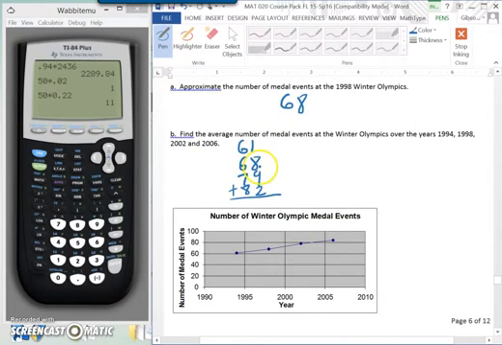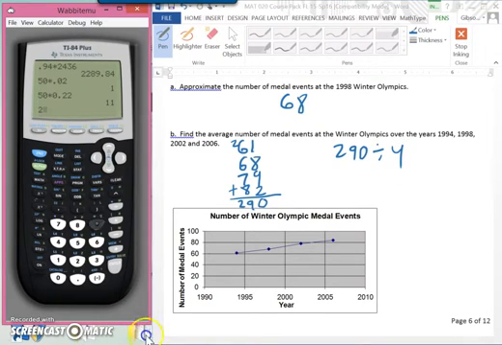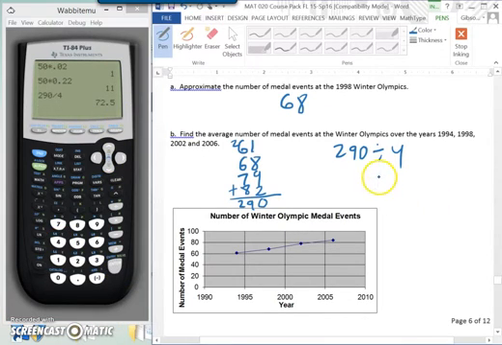Now we can add all of these. Let's see, that's 8, 14, 21, that's 29. So this is 290. And we have to divide that by 4 because we want the average. So we'll take 290 divided by 4. And that will give us 72.5. So this will be our answer here. But technically, you know we cannot have half of a medal. So we'll say approximately 73.